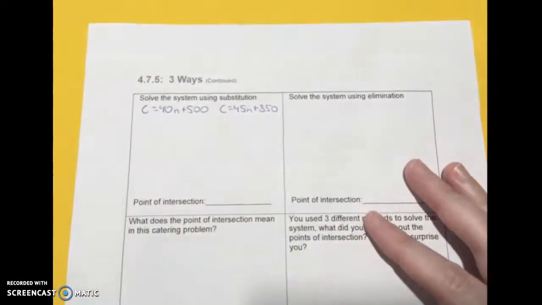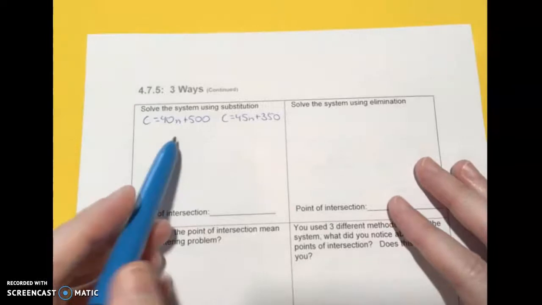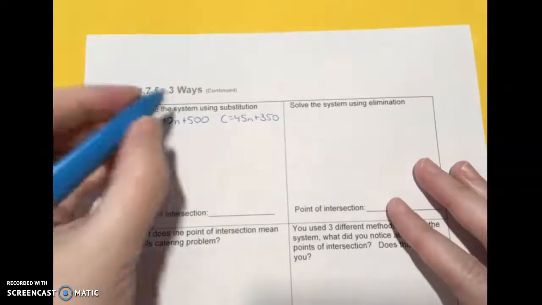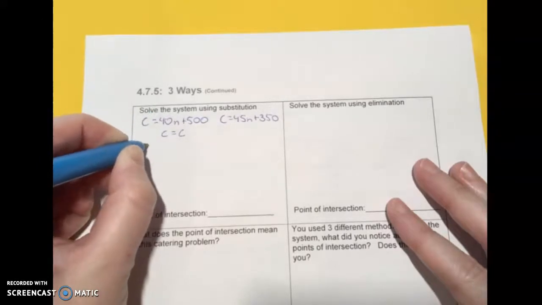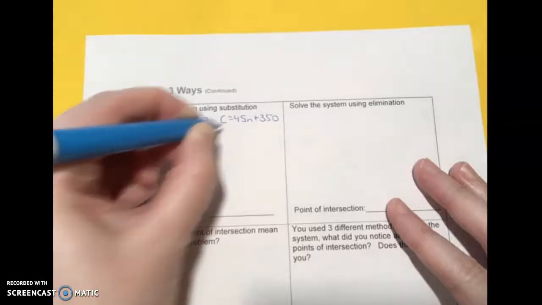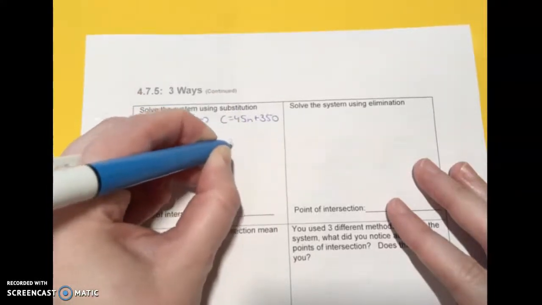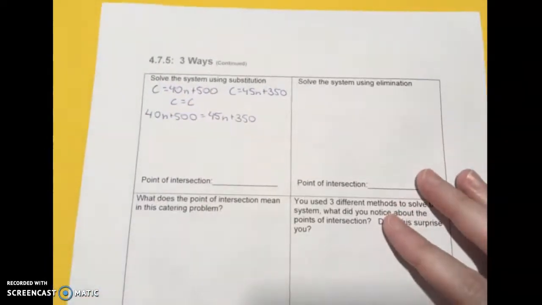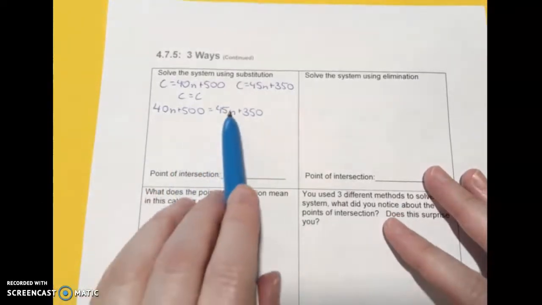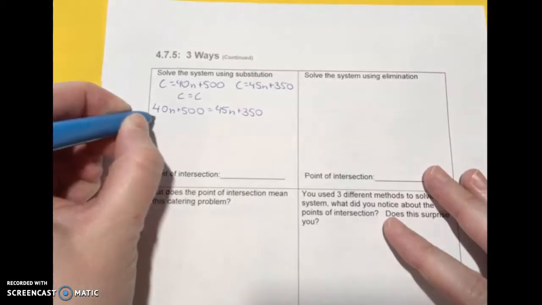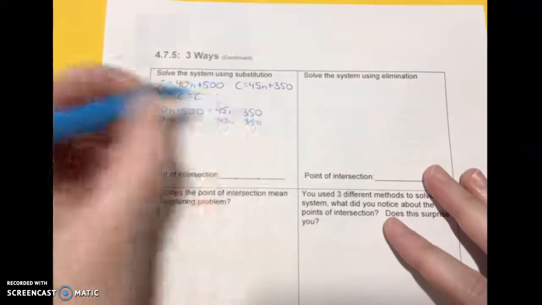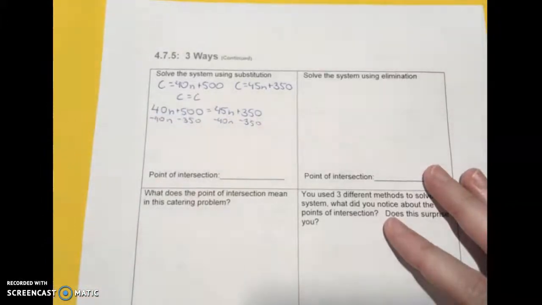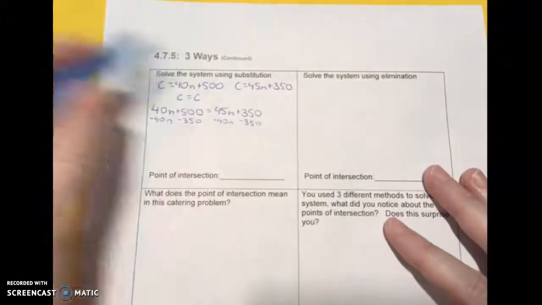So remember substitution, you're going to use a blob. Well, this is kind of set up as a blob because we both have C equals something, C equals something. So don't forget that means C, we can write C to C, which means I can write down my right-hand side of this one equals my right-hand side of this one. And now we can solve for n. So let's take this n to this side because this one's bigger. So let's get rid of the 40n and let's move the 350 to the left.